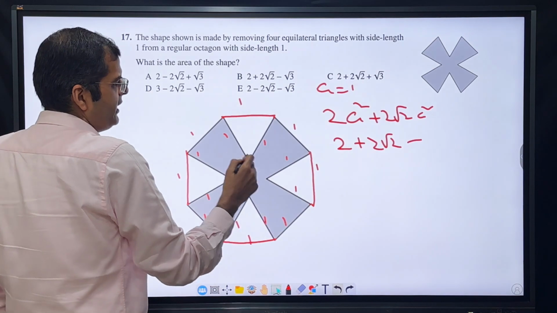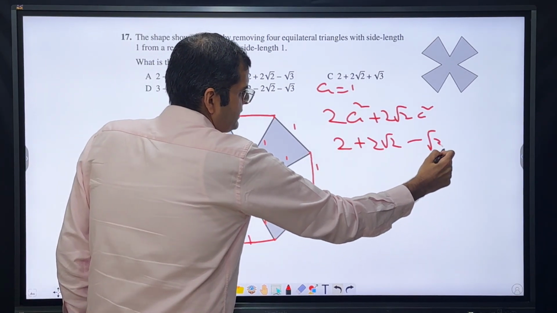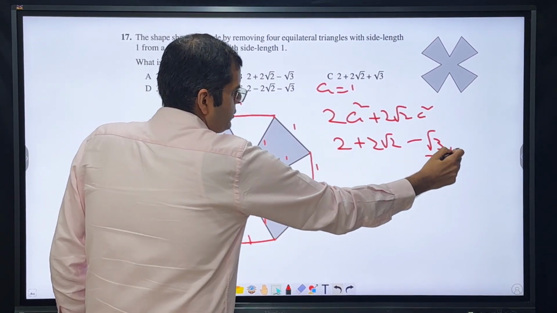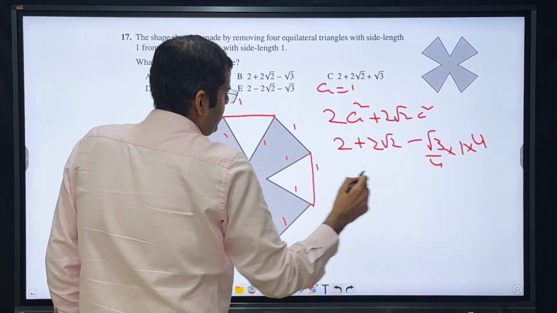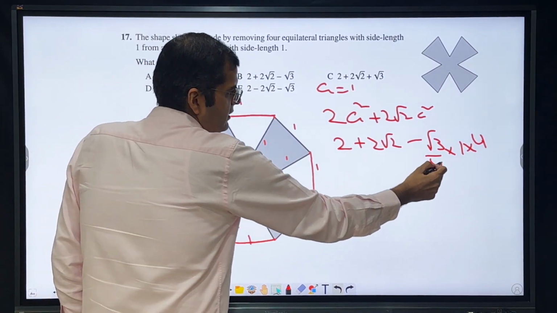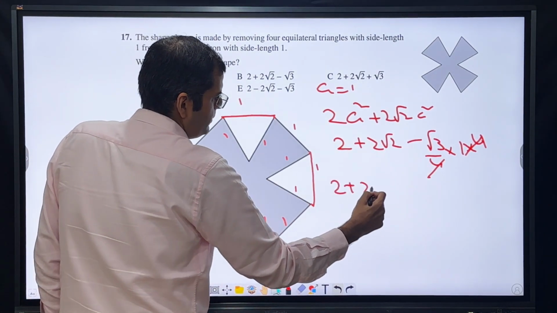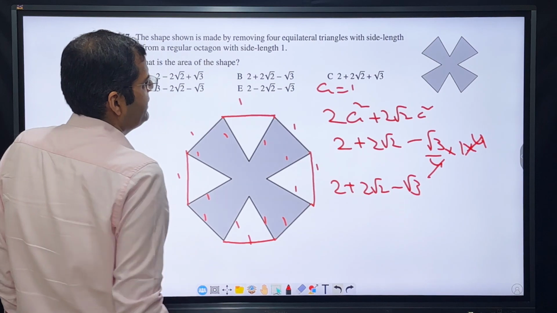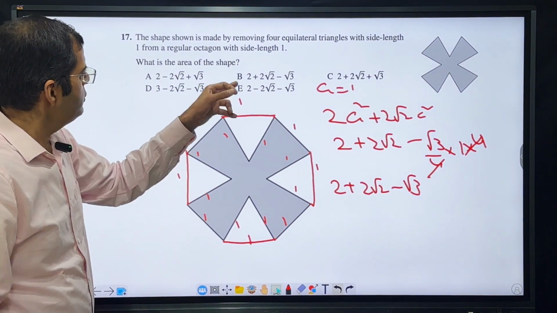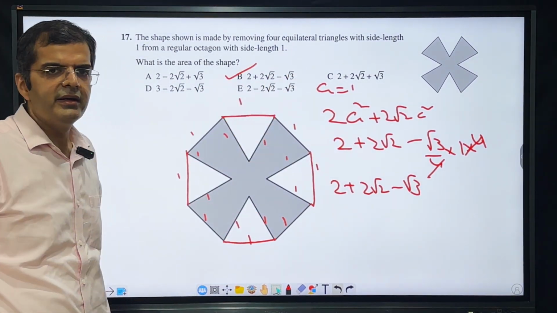Minus I'll do area of these equilateral triangles. That is root 3 by 4 into side square, which is 1, into 4 of them. 4 equilateral triangles are there. So this becomes 2 plus 2 root 2 minus root 3. That will be the answer. 2 plus 2 root 2 minus root 3. Answer option B is the right answer.